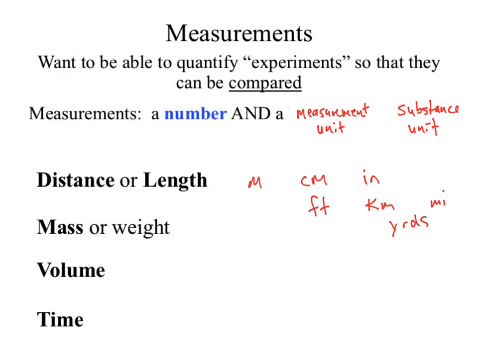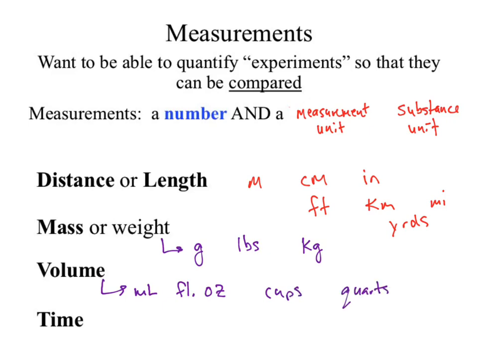Mass or weight. I use them interchangeably, just so you know. Physicists can yell at me later. Grams, pounds, kilograms. Okay, so there's a bunch of mass units. Volumes, milliliters, ounces. Ounces is a fun one because you got to specify, is it fluid ounce or is it the mass ounce? Cups, quarts, gallons.